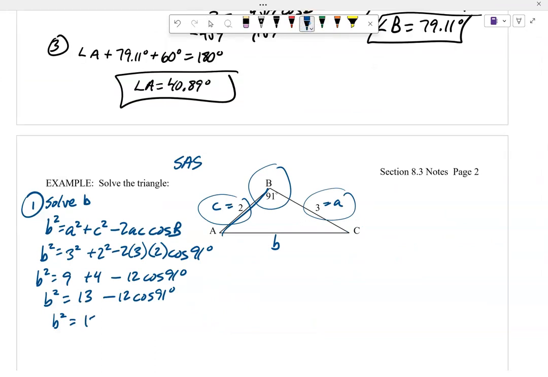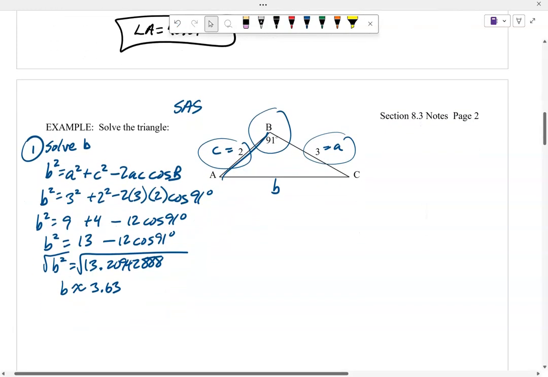See, that was 13 point. See, I rounded that to 3.63. All right.